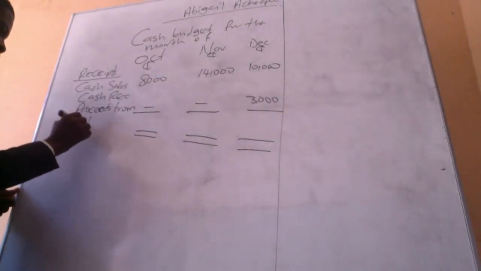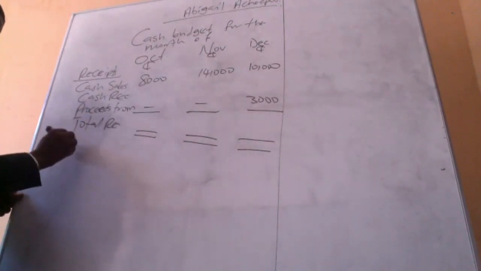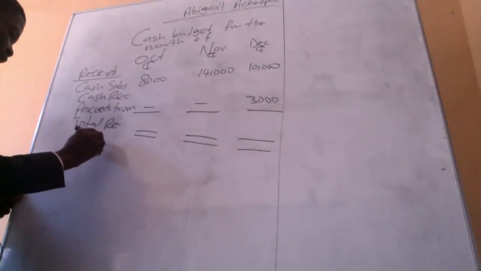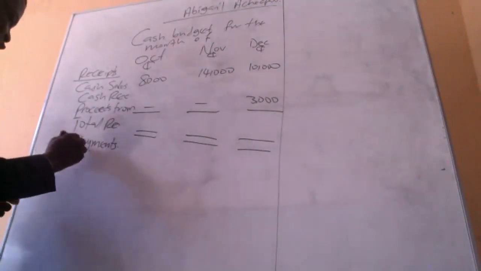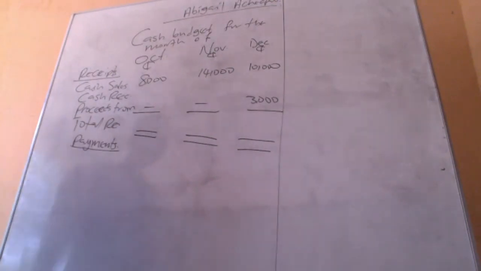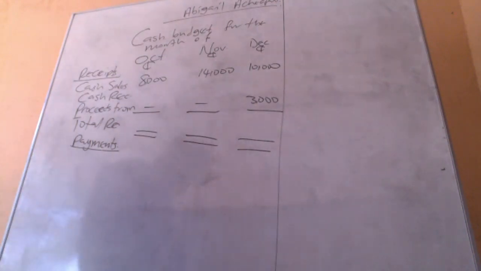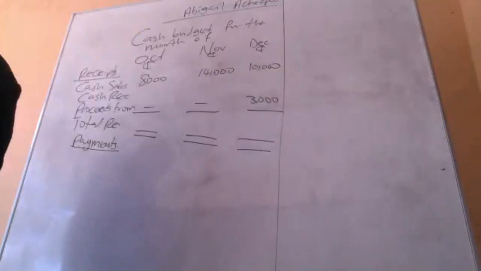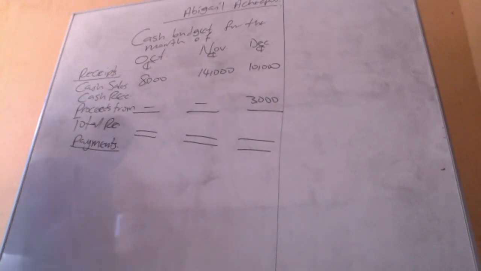So total receipts, you will leave it for the meantime. Then you go to payments. Now when you go to payments, you list all the payments in the question as well. So first, do you have cash purchases? The goods that they acquire, they pay for them instantly, or it was on credit basis.